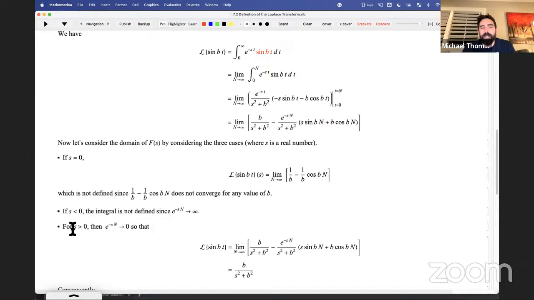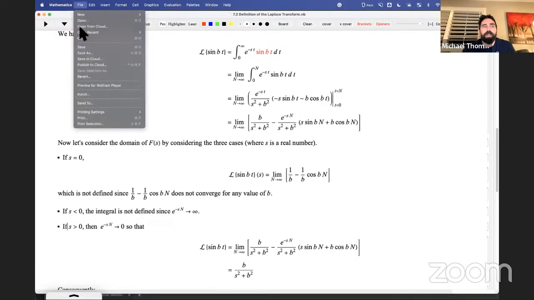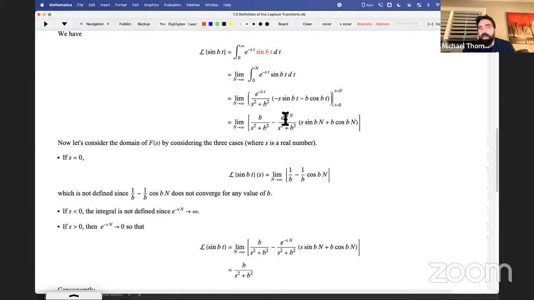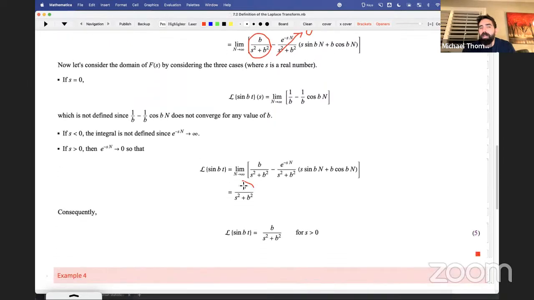All right, so the only case left is S greater than 0. So S greater than 0, I think we're okay. This guy's going to go to 0. So we can put a 0 there, which actually forces the whole thing to go to 0 because it's a coefficient. So this is what we're left with, and that's the transform. Okay, so the Laplace transform of sine bt is b over s squared plus b squared, so long as S is greater than 0.